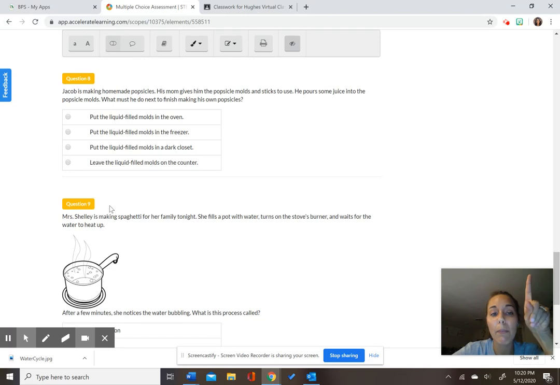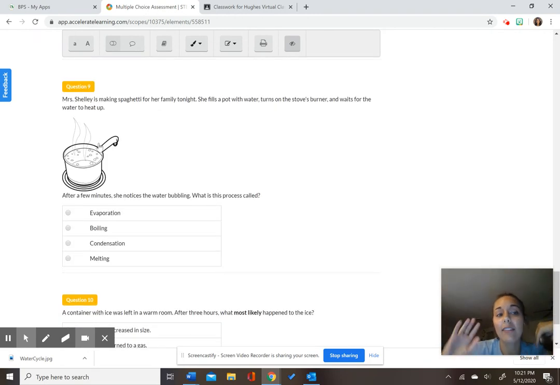Popsicles. If you've ever made homemade popsicles, amazing. You can make anything into a popsicle, really. You can make a smoothie and make smoothie pops. It's great. All you need is popsicle sticks and an ice tray. He pours some juice into the molds. What must he do to finish making the popsicles? He put the liquid, so let's say he filled up the ice tray with apple juice. Does he need to put it in the oven to bake it? Does he need to put it in the freezer to make a popsicle? Does he need to put it in a dark closet, or does he need to leave it out on the kitchen counter? This one is very easy, guys, I would say.